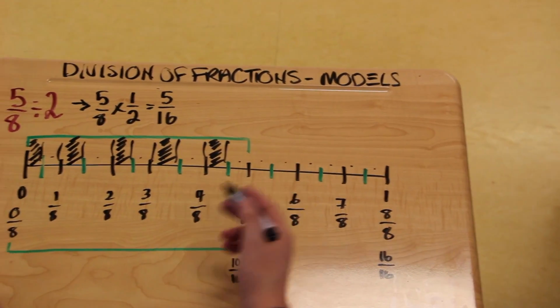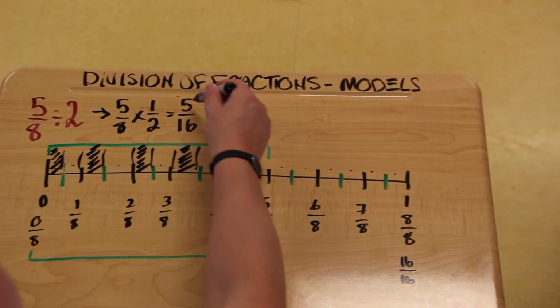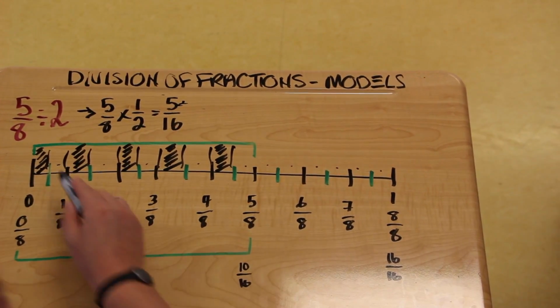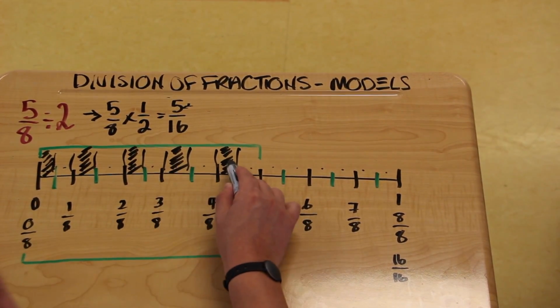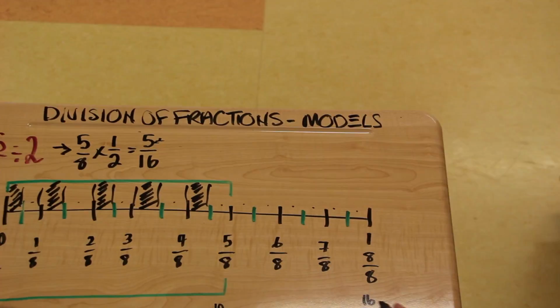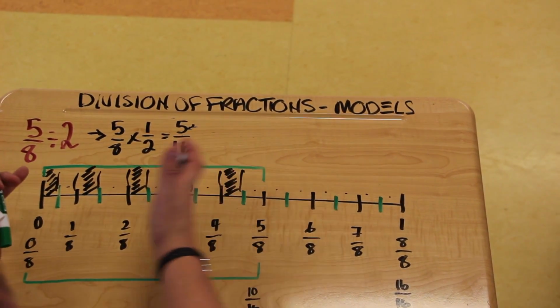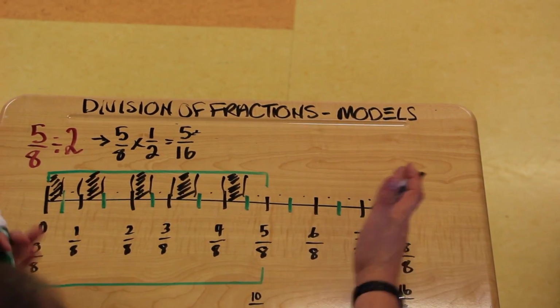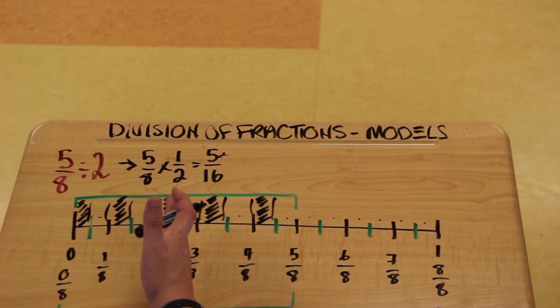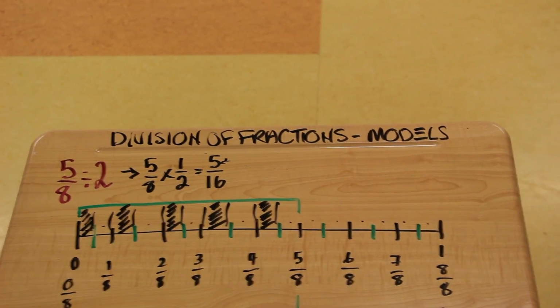The great thing is that I can identify that I now have 5 pieces, 1, 2, 3, 4, 5, out of my possible 16 pieces. So if I were to slide all those down, 5/16 would represent half of 5/8.